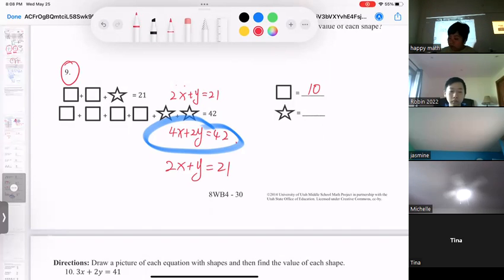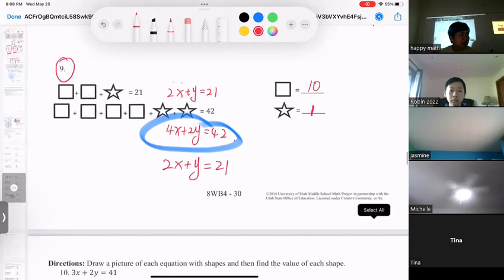So in here, when x is 10, 2 times 10 is 20, and y is 1, making 21, right? When x is 5, 21 minus 10 is 11. When x is 0, y is 21. We have how many solutions? Infinity, right? Not just one solution. Does everyone agree with that?